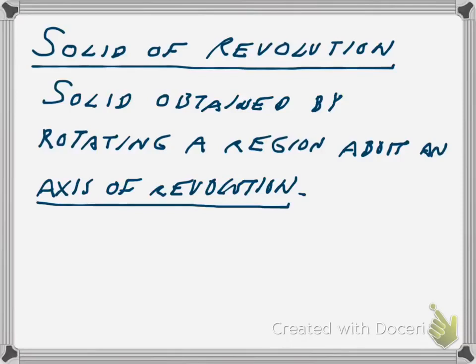Now, an axis of revolution could be something horizontal, like the x-axis. It could be something vertical like the y-axis, but it could be anything. We're not going to get into rotating anything on a diagonal, but we are going to look at writing volume formulas for things rotated about a horizontal or vertical axis. The method we're going to use to find volume is the disk method.